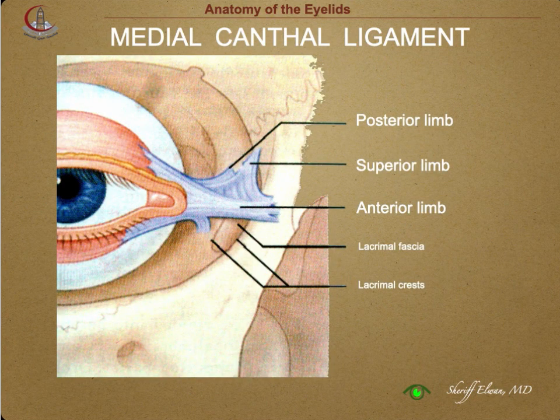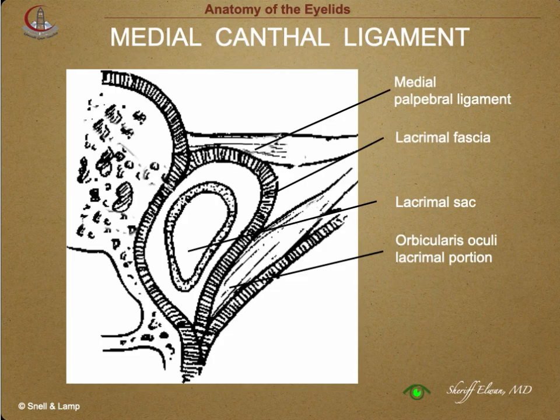Now, this is a diagrammatic, three-dimensional presentation of how the medial canthal ligament is structured, with an anterior limb and a deep limb or layer. The deep limb or layer is composed of the superior limb and the posterior limb, and it's attached posteriorly to the lacrimal fascia as well as to the posterior lacrimal crest.